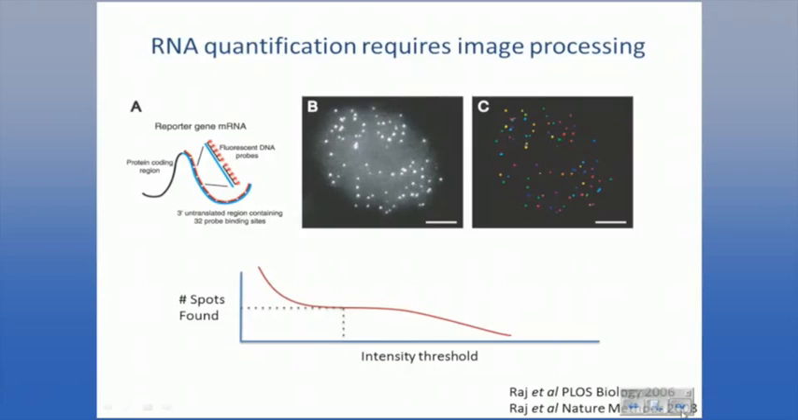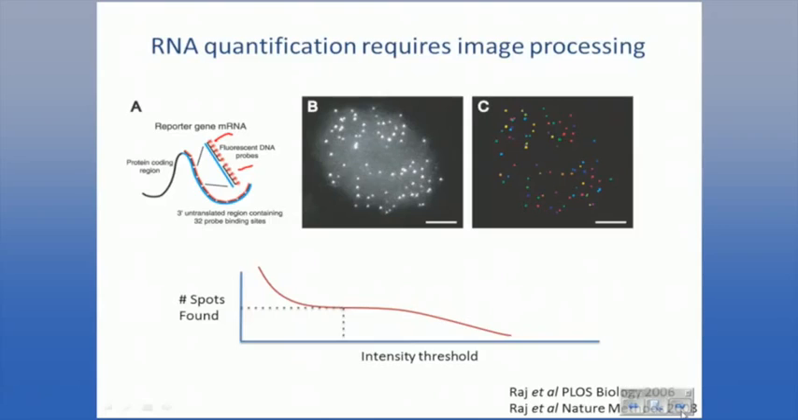Okay, so given one of these images, there's some analysis that has to be done. In particular, you have to be able to count the dots. Otherwise, you don't have this absolute quantification that we've been so excited about. Just a reminder, you have your gene with its probes stuck to it. Here's an example. Basically what it comes down to is thresholding.